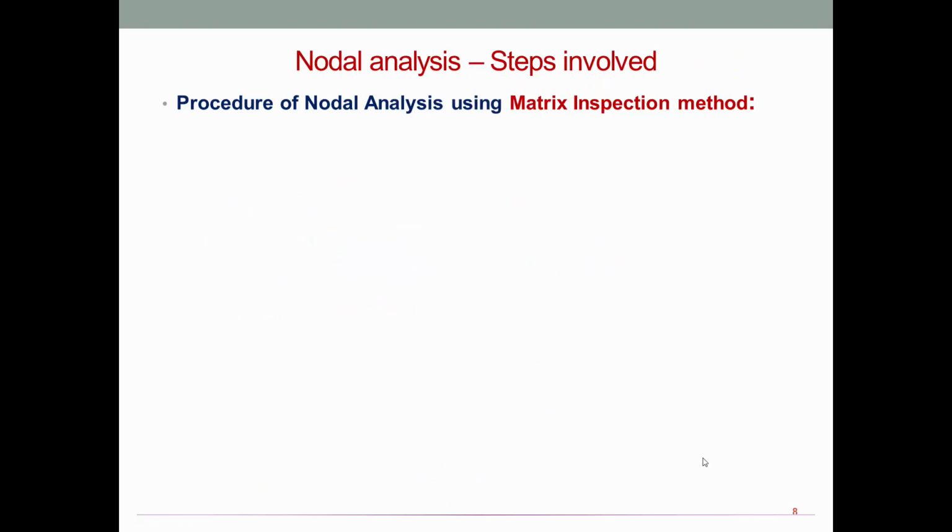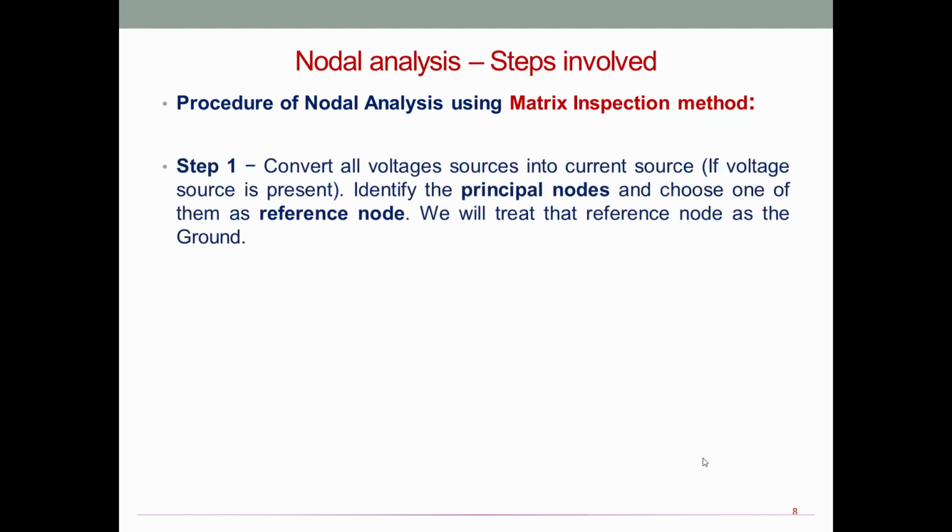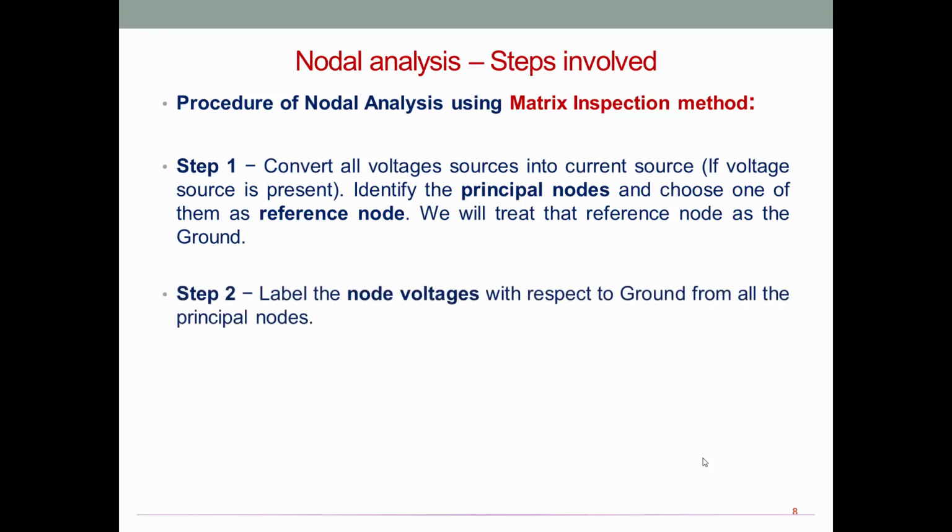Here the procedure is slightly different. Step number 1, convert all voltage sources into current sources. This is to be done if a voltage source is present. Otherwise, you can identify the principal nodes and choose one of them as a reference node. Treat that node as ground. Step 2, as usual, label the node voltages with respect to ground for all the principal nodes.